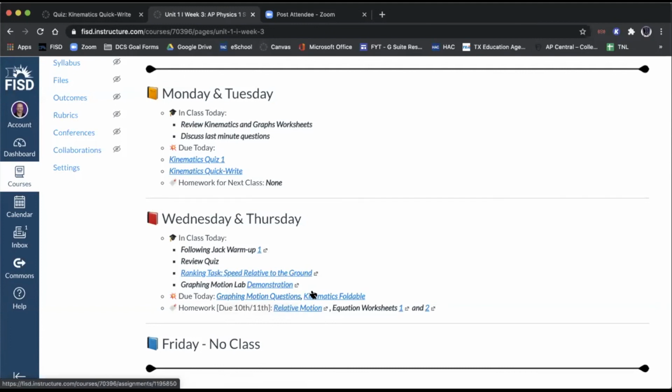Then you're going to create a foldable. In just a second, I'm going to show you what the foldable looks like in real life and why you're doing it. The link here just shows you a PowerPoint on how to make it.